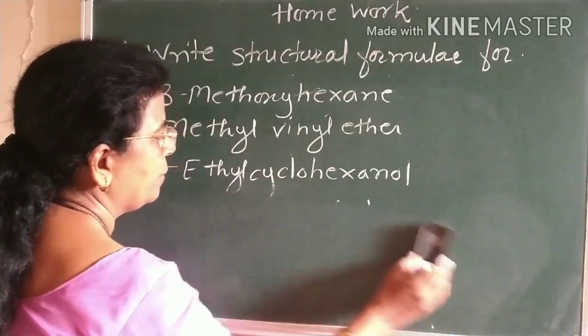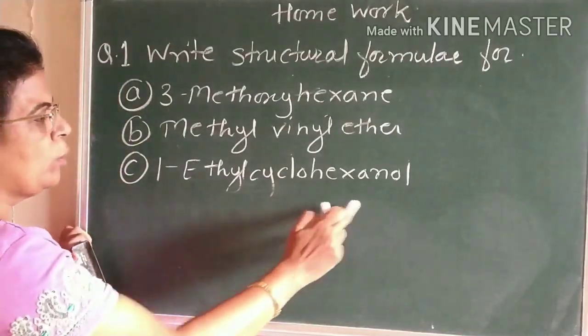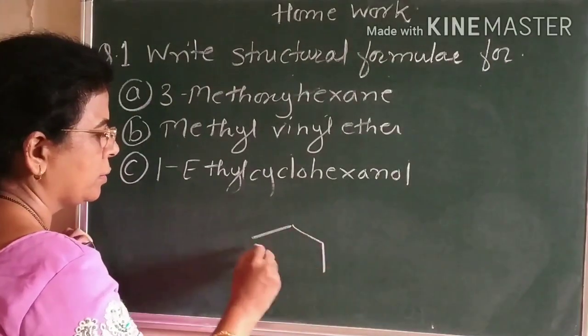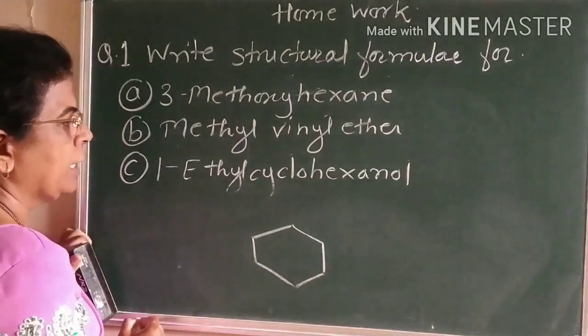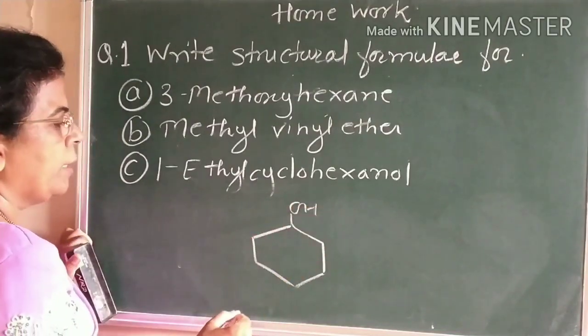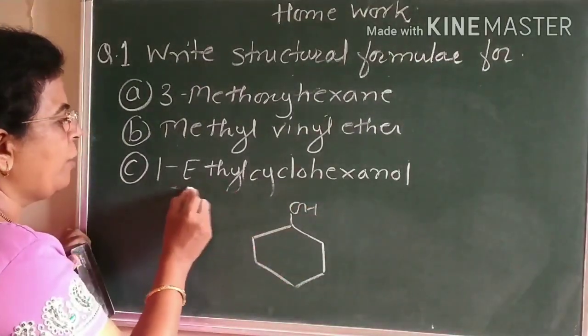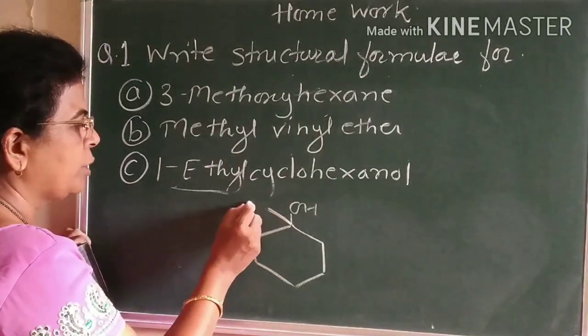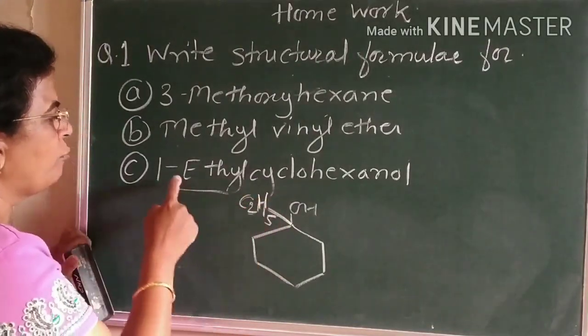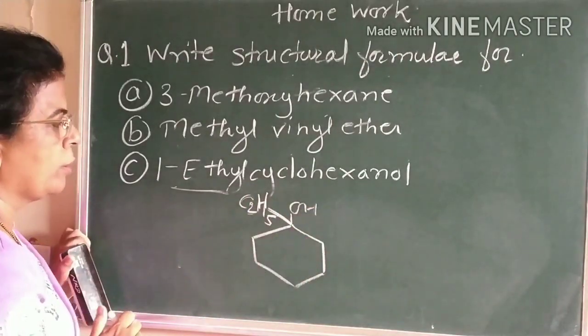Now this one, 1-ethylcyclohexanol. Now cyclohexanol. This is cyclohexane and cyclohexanol, that is an OH group. This is 1 position, and at 1 position there is an ethyl group, therefore it is C2H5. This is the structure of 1-ethylcyclohexanol.